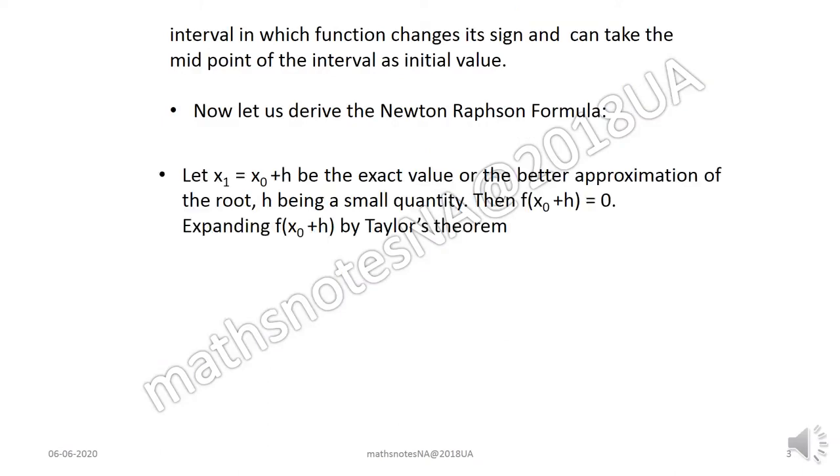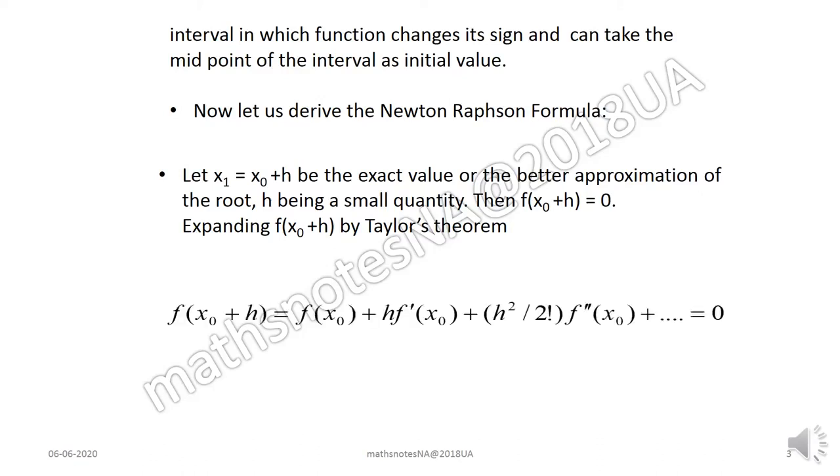Let x1 is equal to x0 plus h be the exact value or the better approximation of the root, h being a small quantity. Then f(x0 plus h) is equal to 0. It means x0 plus h, which is the exact or better approximation, will satisfy the equation. So once we put x0 plus h in the equation, it should be equal to 0. Expanding f(x0 plus h) by Taylor's theorem, we can have f(x0) plus h f dash x0 plus h square upon factorial 2 f double dash x0 and so on is equal to 0.